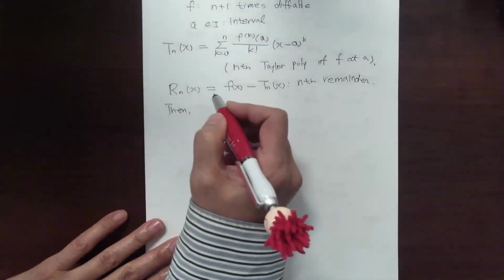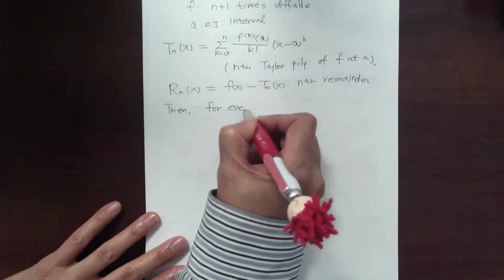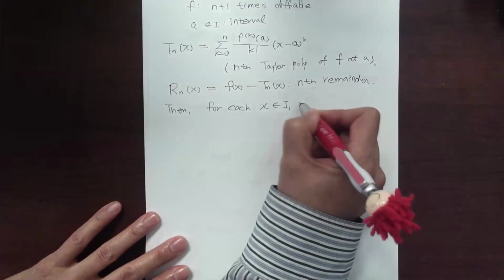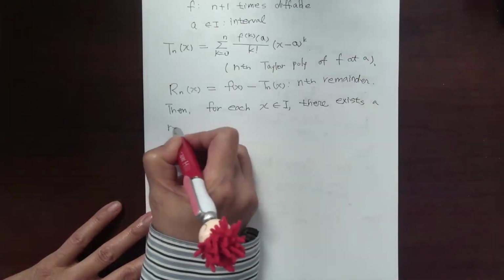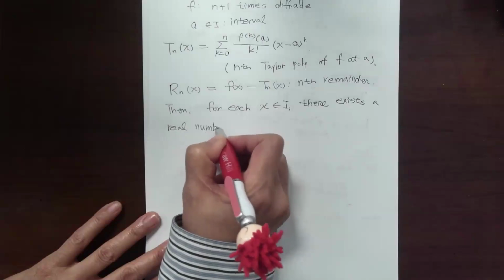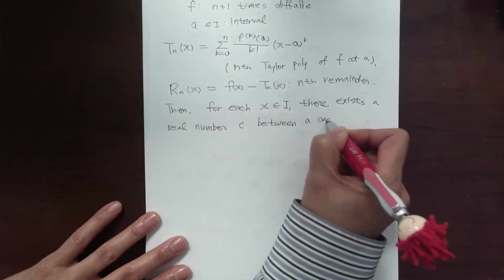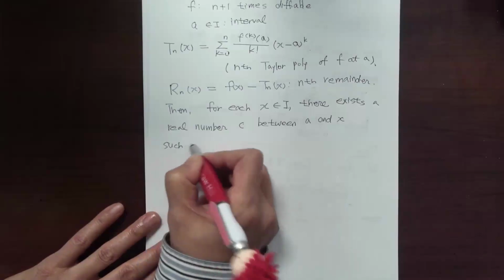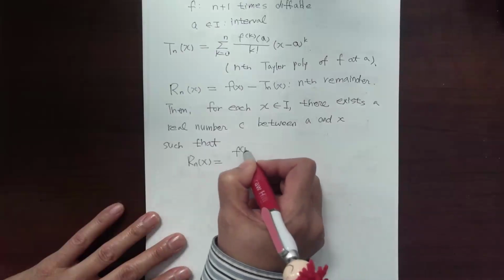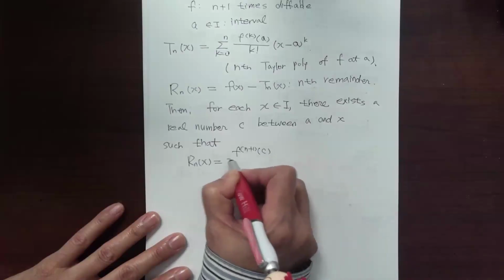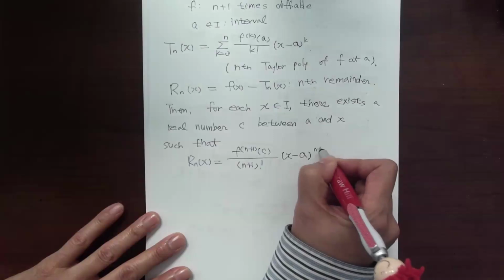Then Taylor's theorem with remainder says for each x in I, there exists a real number c between a and x such that R sub n of x is the n plus 1th derivative at c over n plus 1 factorial times x minus a to the n plus 1.